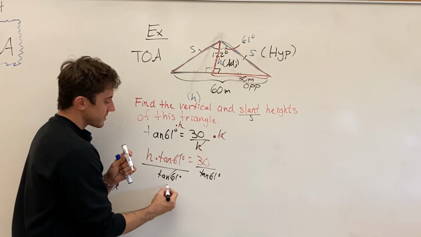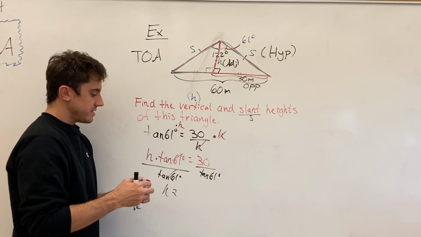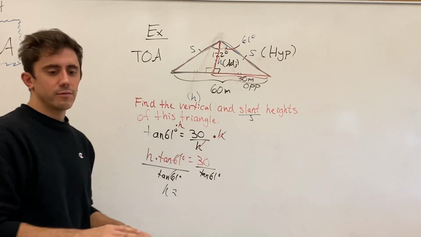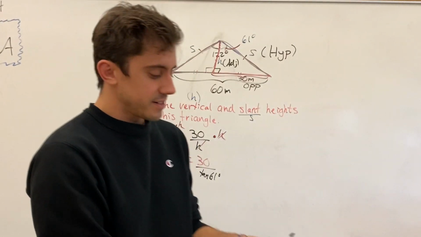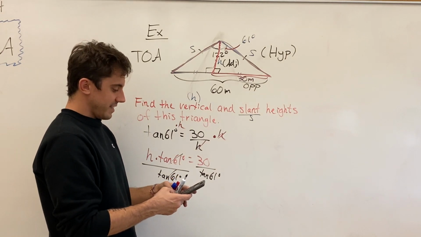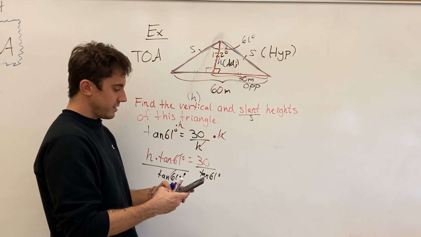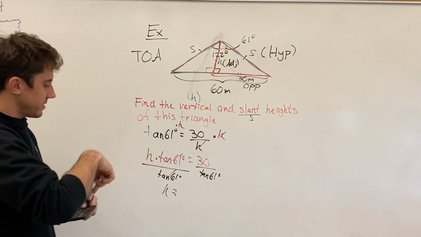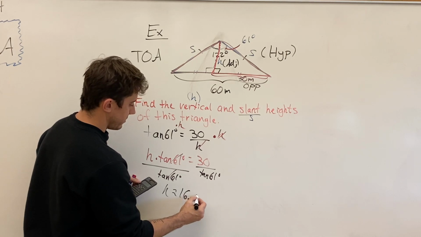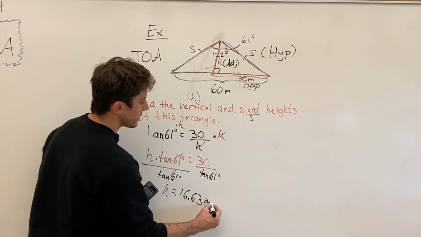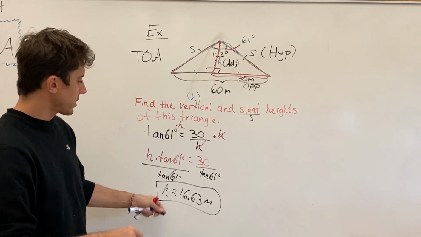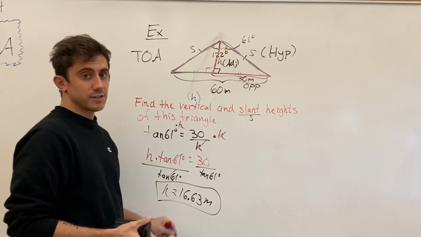And now those cancel out, and we get that h is equal to 30 divided by tan of 61. That is gonna give us 30 divided by tan of 61 is 16.629, and so I'll say 16.63 meters to be precise, to 2 decimal places, okay? You can check with your own calculator to make sure I haven't led you astray.